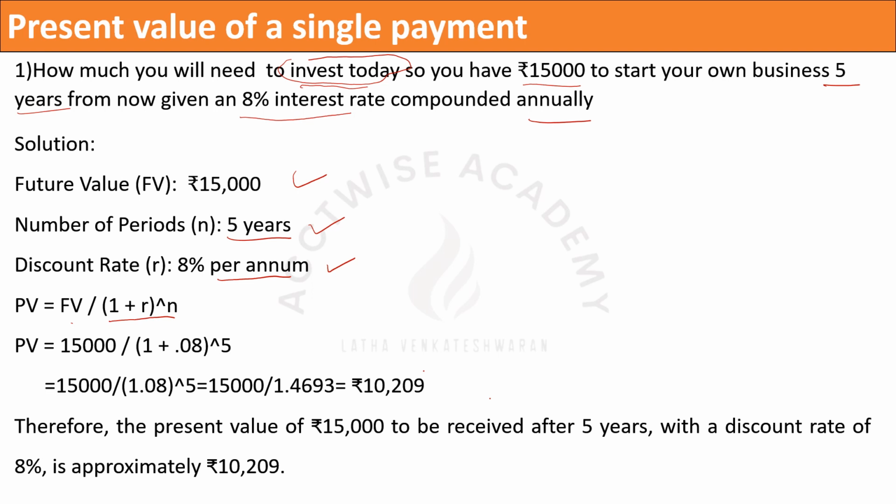Formula is 15,000, the future value, divided by 1 plus 0.08 to the power of 5, which becomes 15,000 divided by 1.08 to the power of 5. So what is 1.08 to the power of 5? It is 1.4693. 15,000 divided by 1.4693 is 10,209. Therefore, the present value of rupees 15,000 to be received after 5 years with a discount rate of 8% is approximately rupees 10,209.